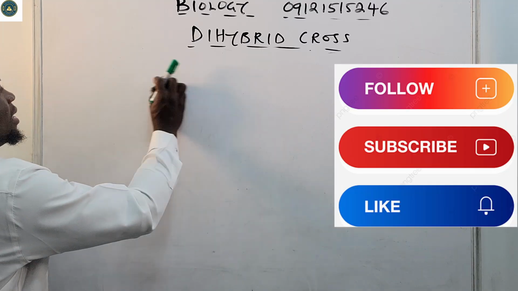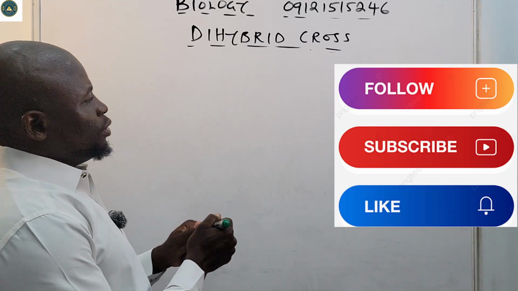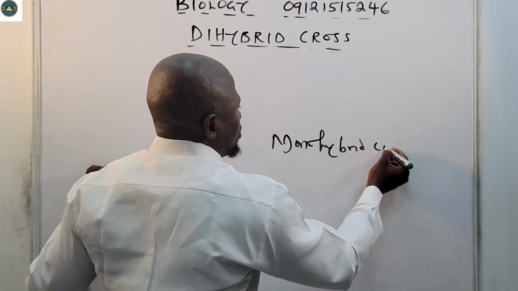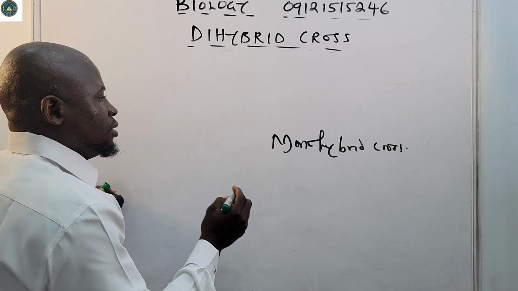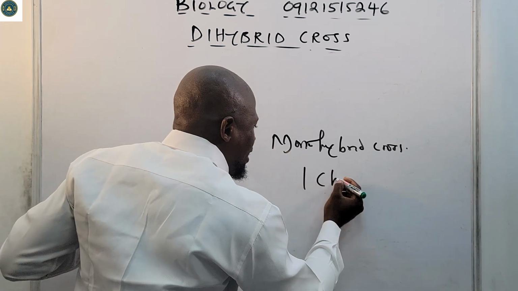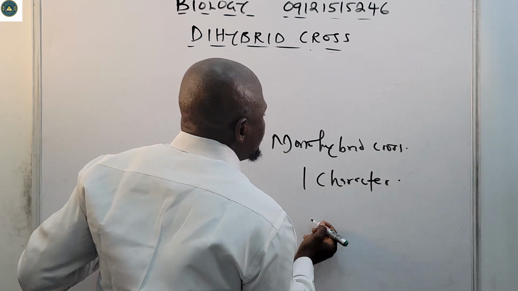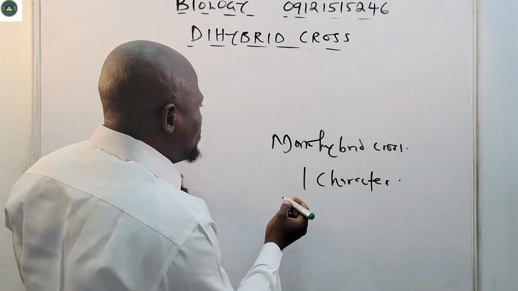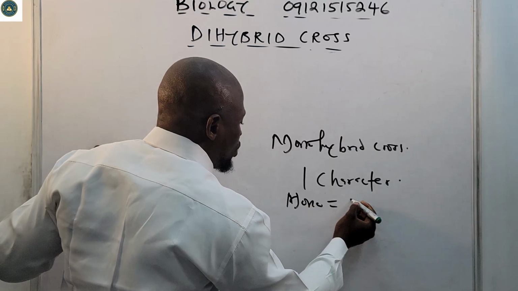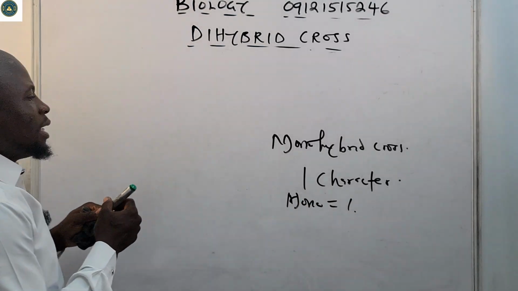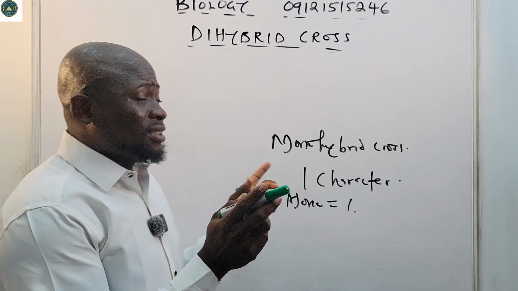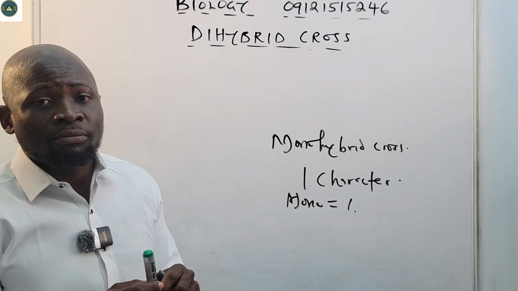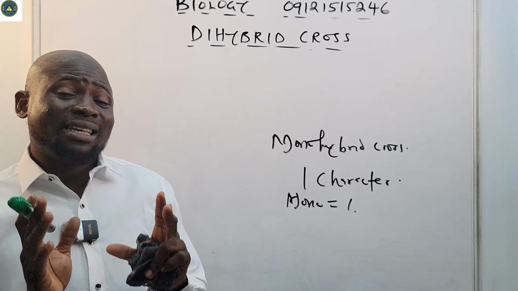So let us see dihybrid cross. In monohybrid cross, we spoke about one character. We considered only one character. We said mono means one. The dihybrid cross necessarily confuses students very well, even teachers. Trust me, it confuses even teachers. But I'll try as much as possible to make it understandable for you.